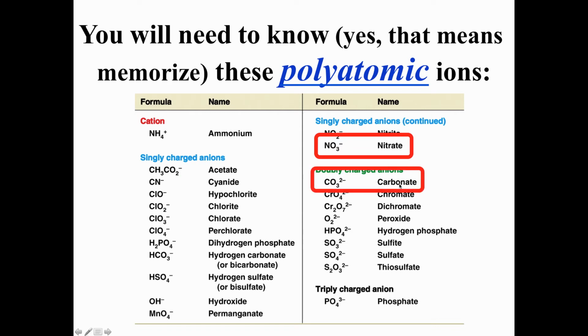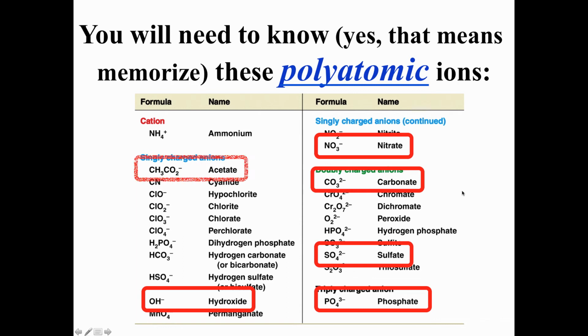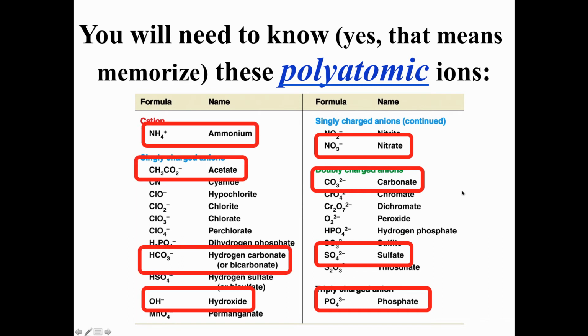that you should learn: nitrate, carbonate, sulfate, phosphate, hydroxide, acetate, bicarbonate, and ammonium. Notice that almost all of these are negative ions. Ammonium is the counterexample. It's a positive ion. And these 8 ions you just simply should learn and get familiar with.